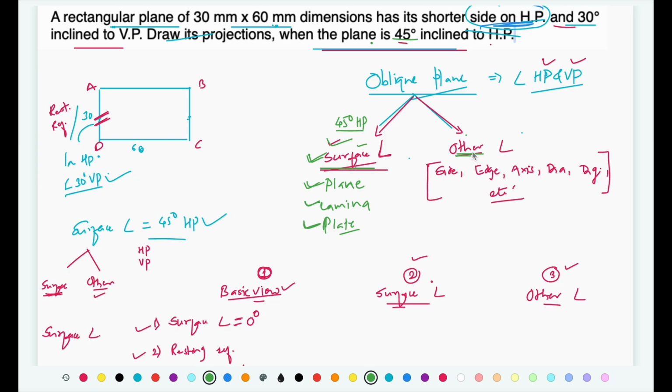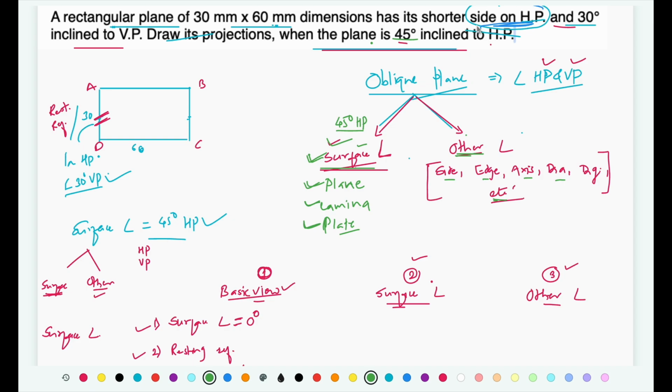This other inclination is going to be in the form of any of these. It could be side, edge, axis, diameter, diagonal, or any new feature, which may also come in a picture that we'll get to know while solving examples. Now, for this specific example, what is the other inclination?